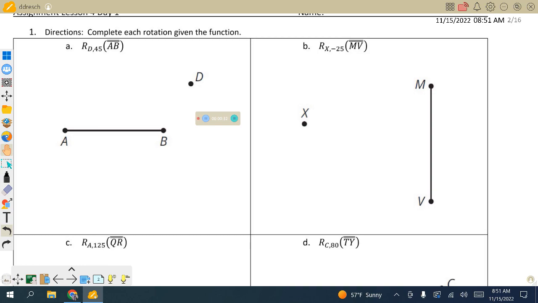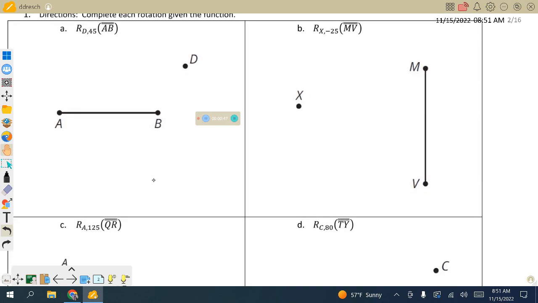So our default is going to go counter, and counterclockwise is positive. So because it's negative, yep, we're going clockwise. And then 25 degrees is not a big turn. So all we're doing here is, again, just trying to get an idea. But what I am looking for is that segment MV to get turned clockwise. So what I'm looking from you guys is just a small turn. So M and V is kind of coming down and to the left a little bit like that.